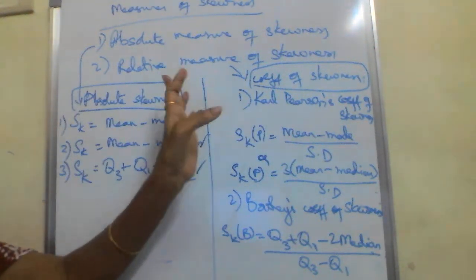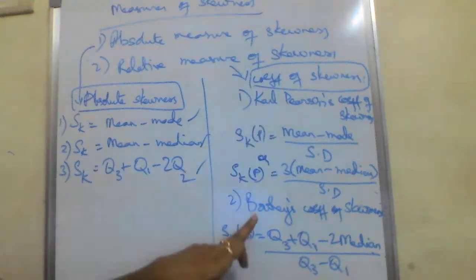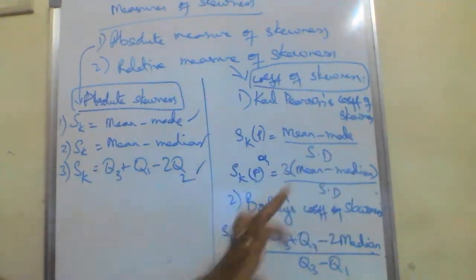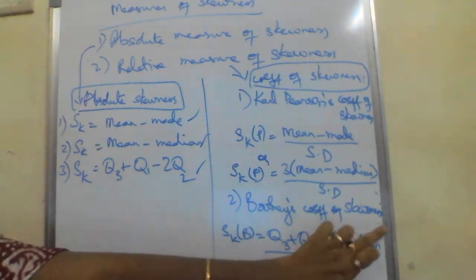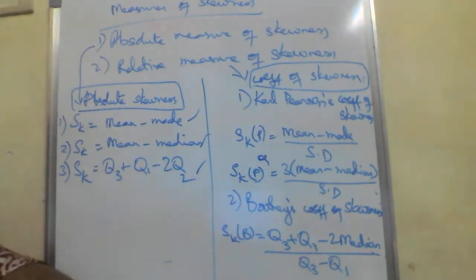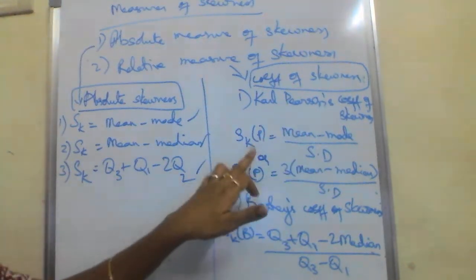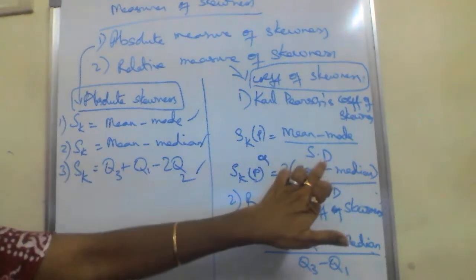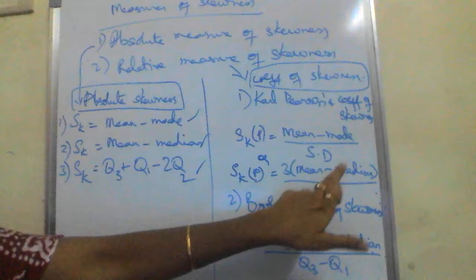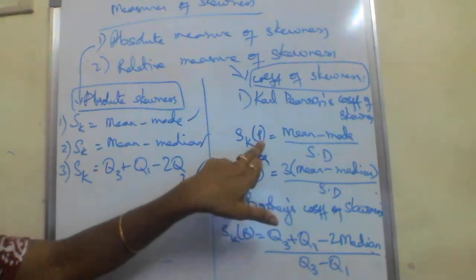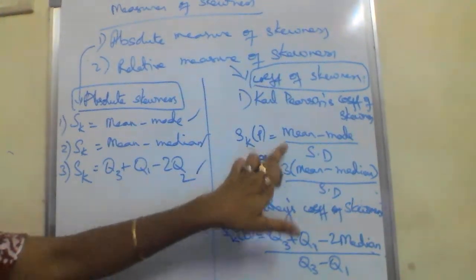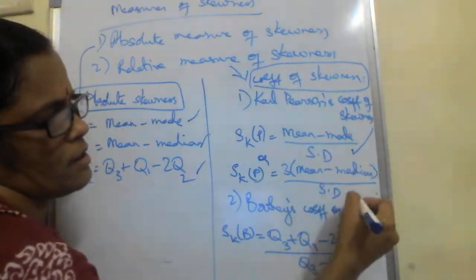You have two types of coefficient of skewness. The first one is Karl Pearson's coefficient of skewness and the second is Bowley's coefficient of skewness. If they ask you to find the value of skewness using Karl Pearson, then the formula is given by mean minus mode by standard deviation. Suppose mode is not given, then it will be 3 times mean minus median by standard deviation. So Karl Pearson's coefficient of skewness is given by these two formulas.